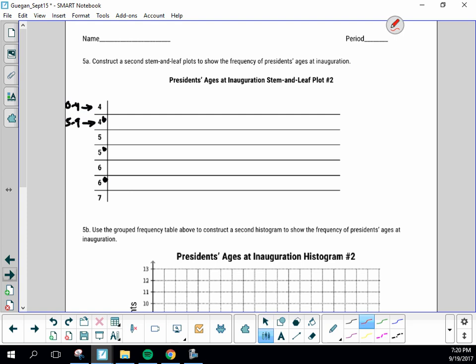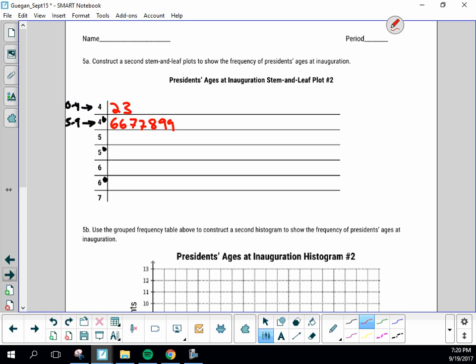Okay? So, in that first row for the 4s, we're actually only going to have 2 values. There was a president who was 42 at inauguration and a president that was 43. Okay? For the second row of 4s, we're going to look at presidents who were 45 to 49. There was a president who was 46, another one who was 46, 2 that were 47, 1 that was 48, and 2 that were 49.